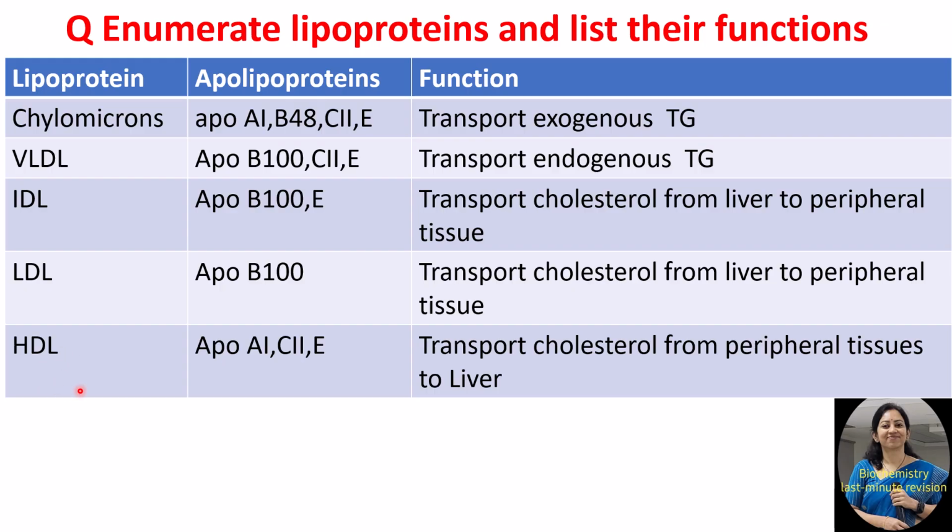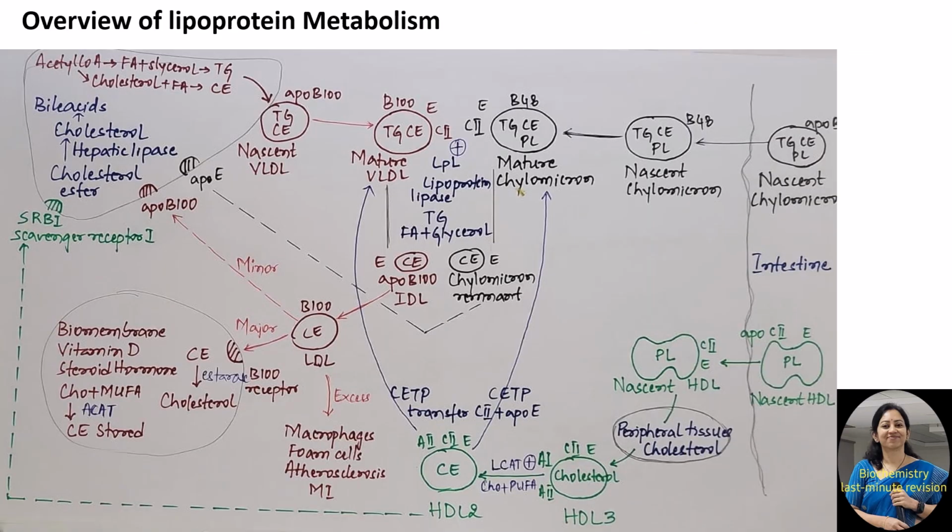The last one is high density lipoprotein. This has apolipoprotein A1, C2 and E on its surface and is involved in transportation of cholesterol from peripheral tissues back to the liver. So this is also known as reverse cholesterol transport. Now this is the overview of the entire lipoprotein metabolism. Let's start from the first one.